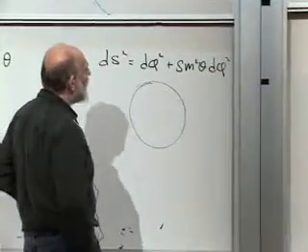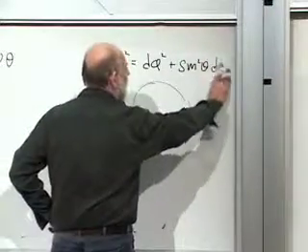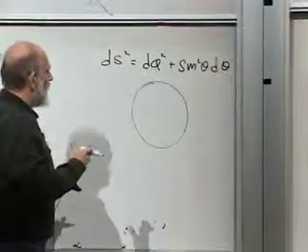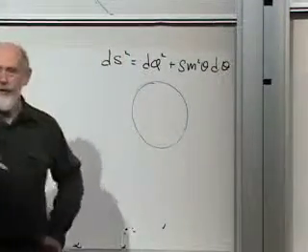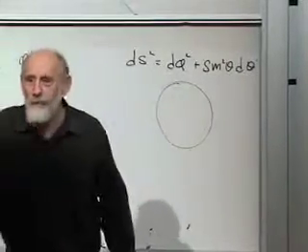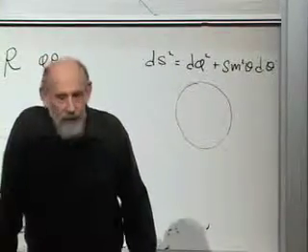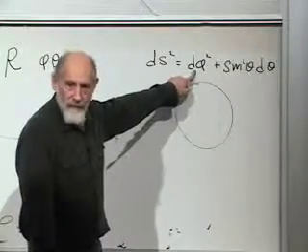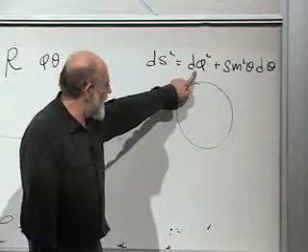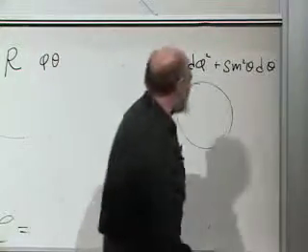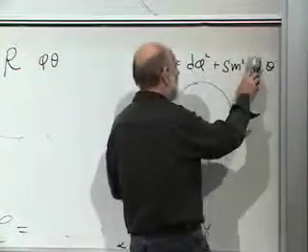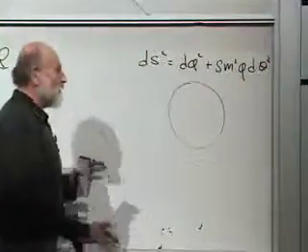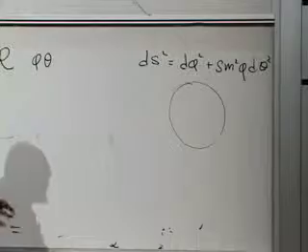What's that? d theta squared. No. Wait, I'm sorry, what's the definition of the polar angle? Is it the angle from the pole? The angle from the pole. Okay, so that's phi, right? We said that's phi. So, oh, sine squared phi. Good. Getting tired. Sine squared phi d theta squared. Sine squared phi. Good. Do I have it right?